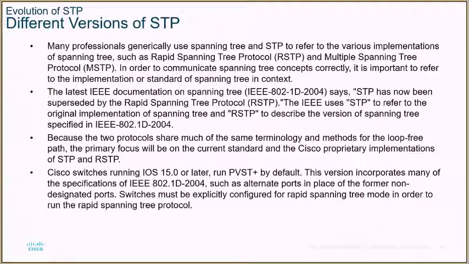Cisco switches running IOS 15 or later run PVST+ by default. This version incorporates many of the specifications of 802.1D-2004, such as alternate paths in place of former non-designated ports. Switches must be explicitly configured for rapid spanning tree mode in order to run rapid spanning tree protocol.